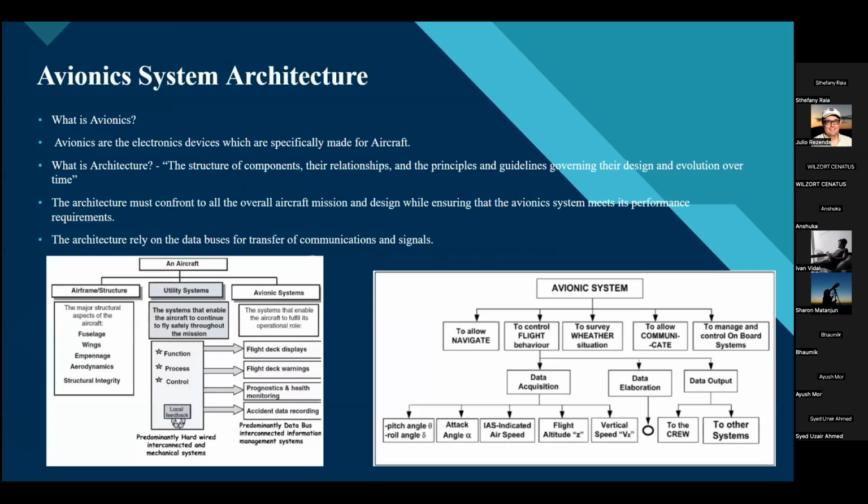Basically, what is avionics? Avionics is basically an electronic device specifically made for aircraft. And architecture is basically a design or a relationship between various components of electronics. As you can see, we have a picture that shows the main components of an aircraft. We have airframe structure, utility systems, and avionics system.